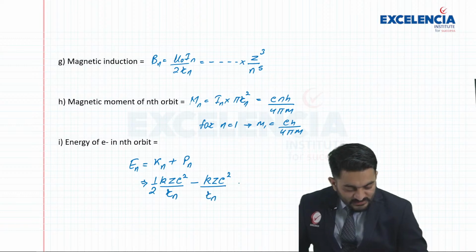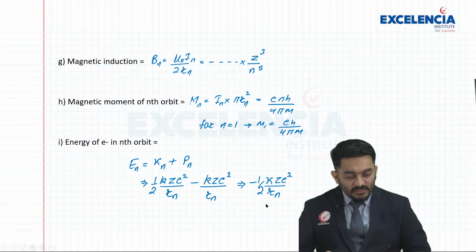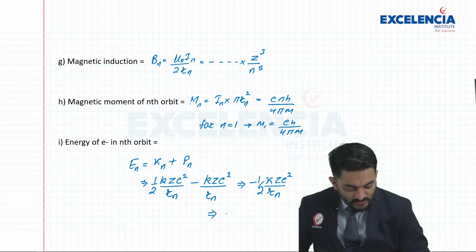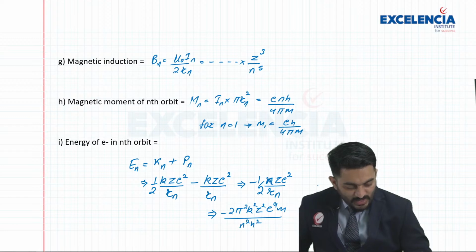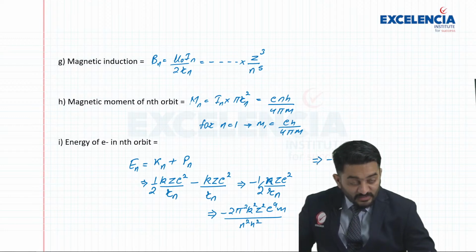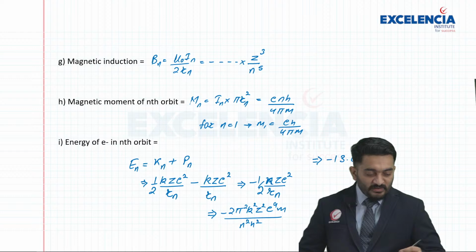So that is the reason that potential energy is written as KZe square over the radius in the nth orbit. Now one interesting thing you can notice over here is that the total energy also comes out as negative. And this particular formula you can also derive: 2 pi square K square Z square e raised to 4 m over n square h square. If you solve this, what are you going to get? You're going to get minus 13.6, which is actually the energy you have written in the ground state.